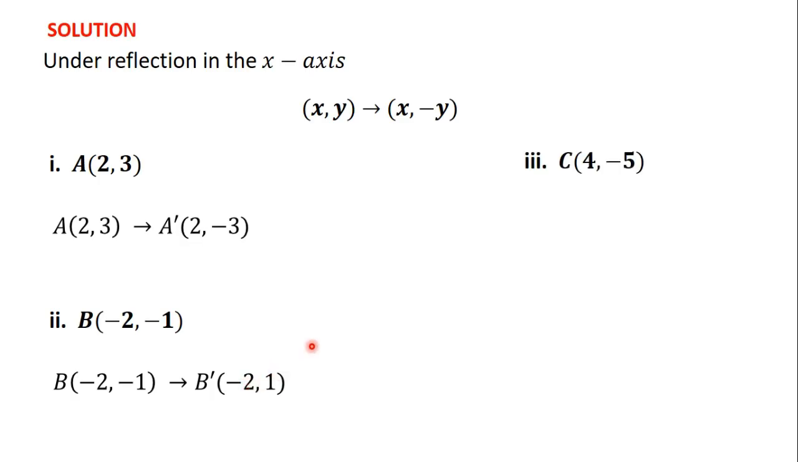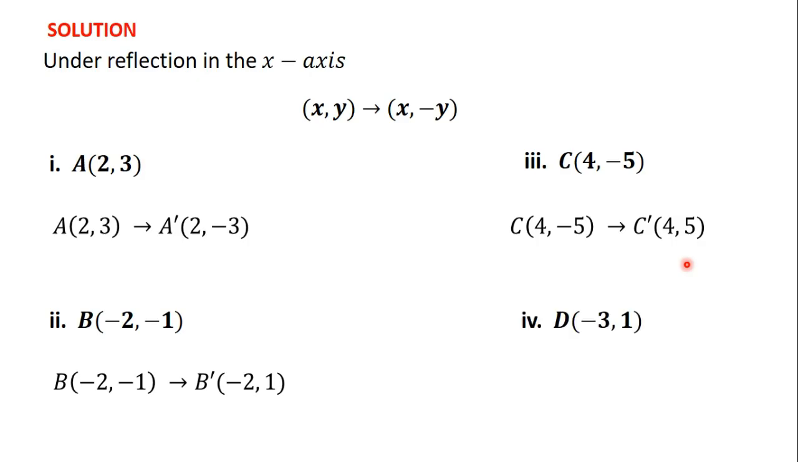Let's look at the next question. We have point C with coordinates (4, -5). The rule here says that we will keep the x coordinate, we will negate the y coordinate. So C with coordinates (4, -5) will give us C prime, which is the image of C, with coordinates (4, 5), because you keep the x coordinate, which is 4, then you negate the y coordinate, which is -5. So -(-5) will give us 5. So C with coordinates (4, -5) will give us C prime with coordinates (4, 5).